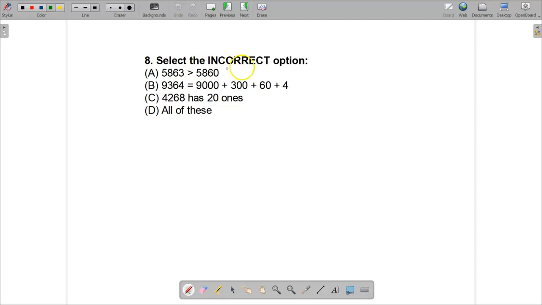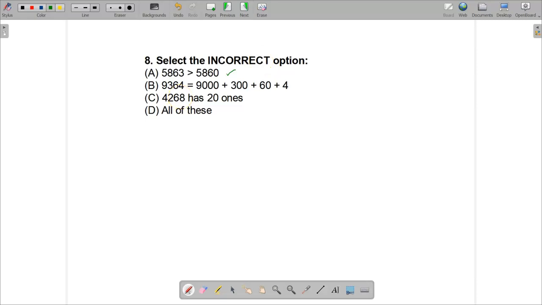Next, select the incorrect option. They are asking which one is incorrect. Coming to the first option, here it is 5863, which is greater than 5860. Yes, obviously 63 is greater than 60, right? So 5863 is greater than 5860. This one is the correct option, but they are asking for the incorrect option.